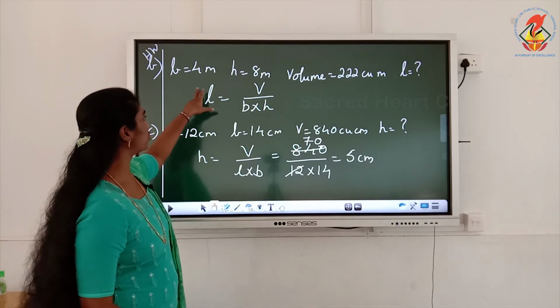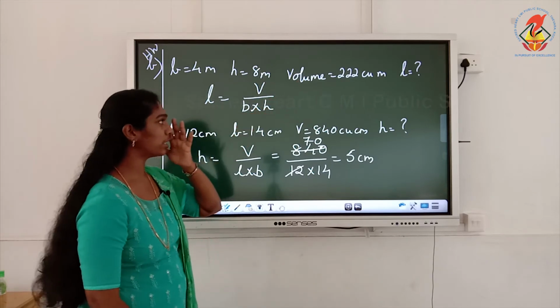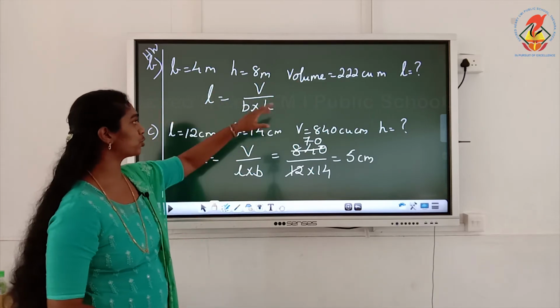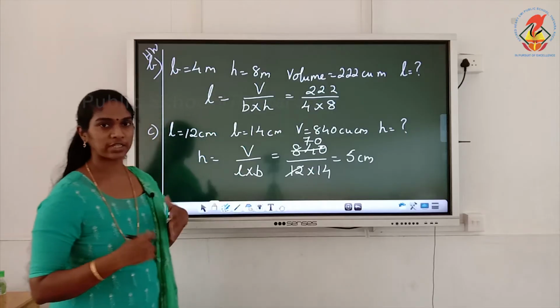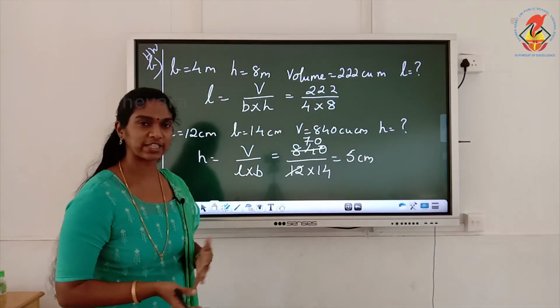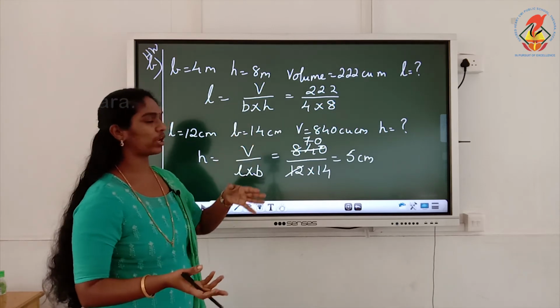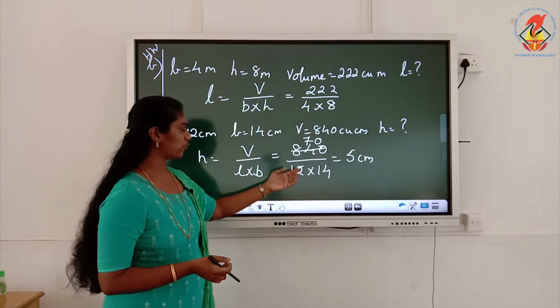So question B, do it as homework. Children, there the unit is meter, so the answer should be given in meter and you can divide it. Volume is 222 divided by 4 into 8. Either you multiply 4 into 8, 32, and divide 222 by 32, or divide with 4 and then 8, it's up to you. However you want, you can divide it. I have done it over here.